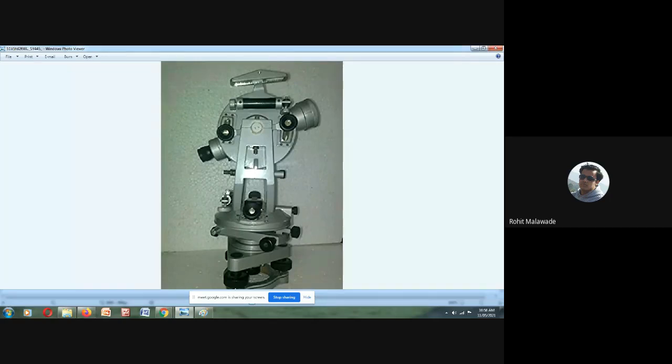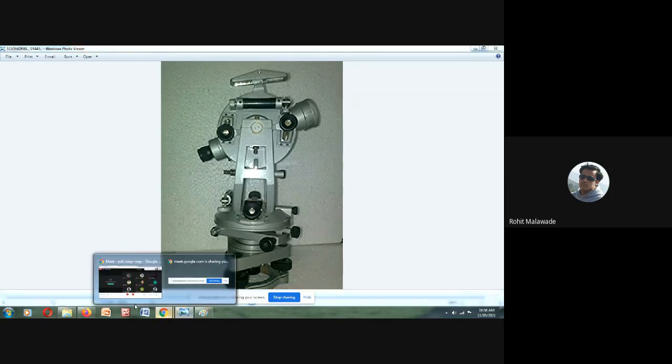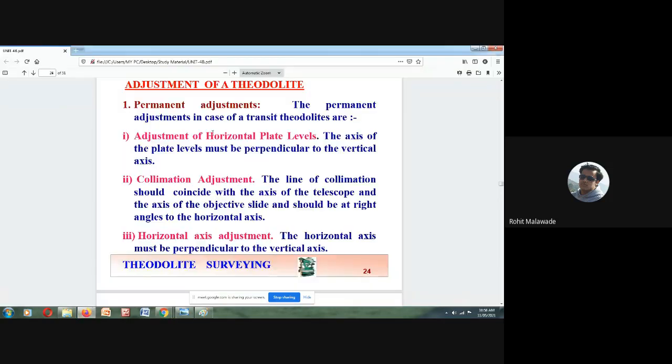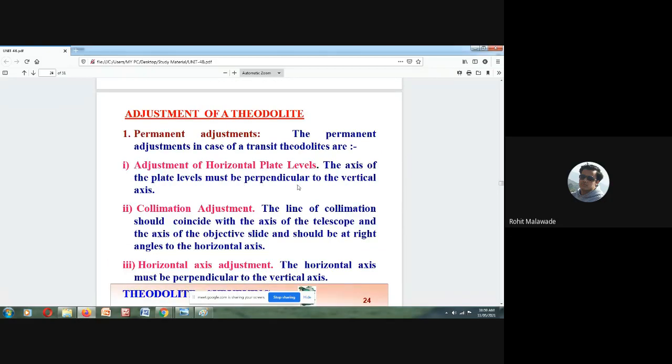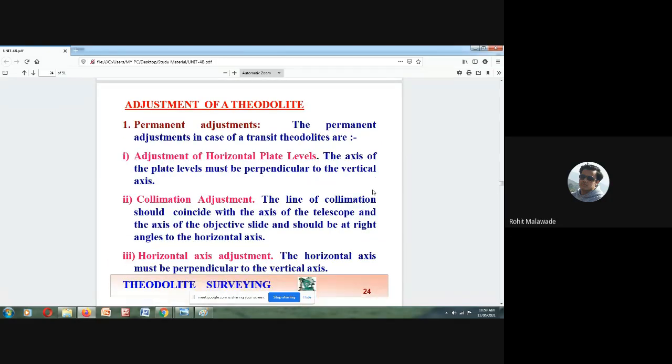So, make this horizontal plate level, this is your horizontal plate level, right? And you should make it exactly perpendicular by leveling it. So, that is the meaning of the adjustment of the horizontal plate level. The axis of the plate level must be perpendicular to the vertical axis.